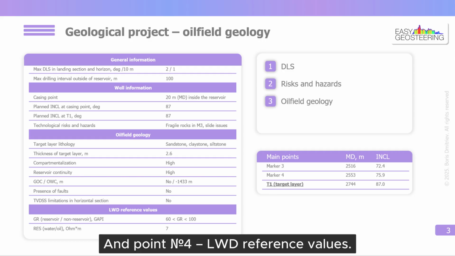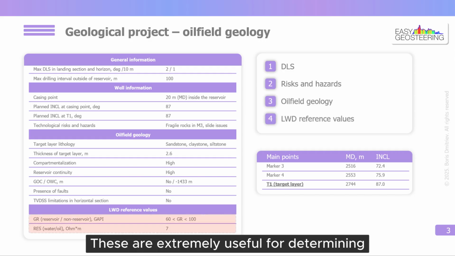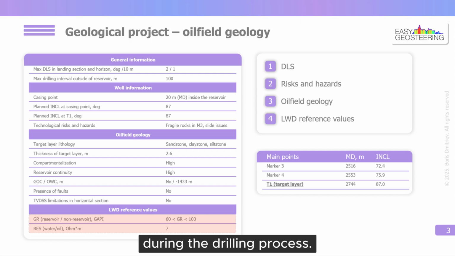And point number 4, LWD reference values. These are extremely useful for determining whether we are within the target layer or not during the drilling process.